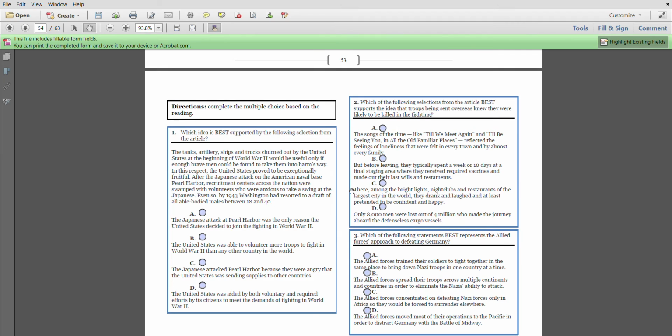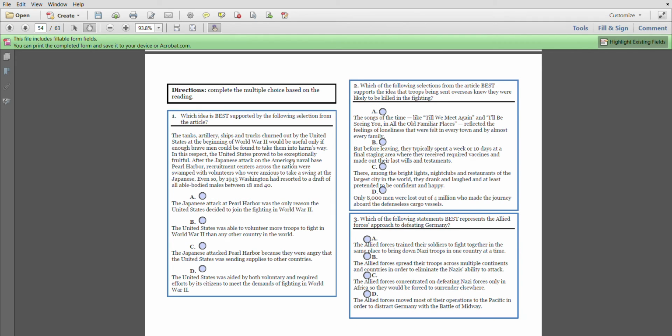Directions. Complete the following multiple choice questions based on the reading. 1. Which idea is best supported by the following selection from the article? The tanks, artillery ships, and trucks churned out by the United States at the beginning of World War II would be useful only if enough brave men could be found to take them into harm's way. In this respect, the United States proved to be exceptionally fruitful.